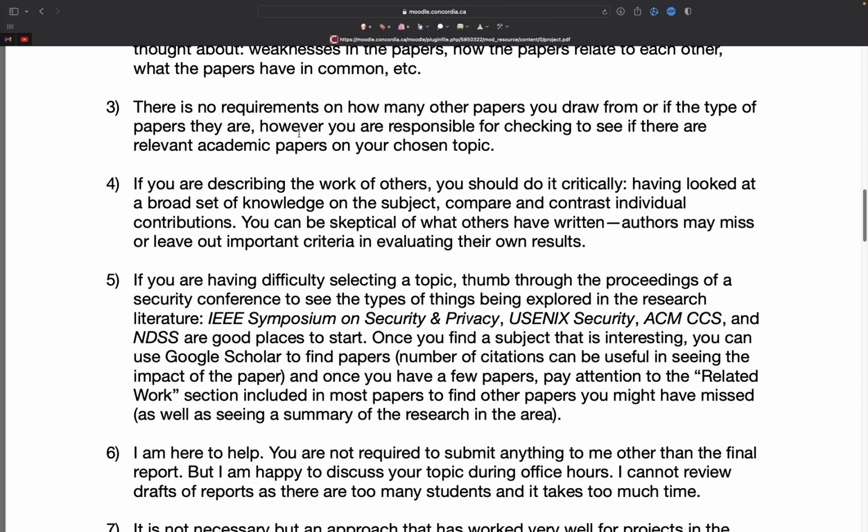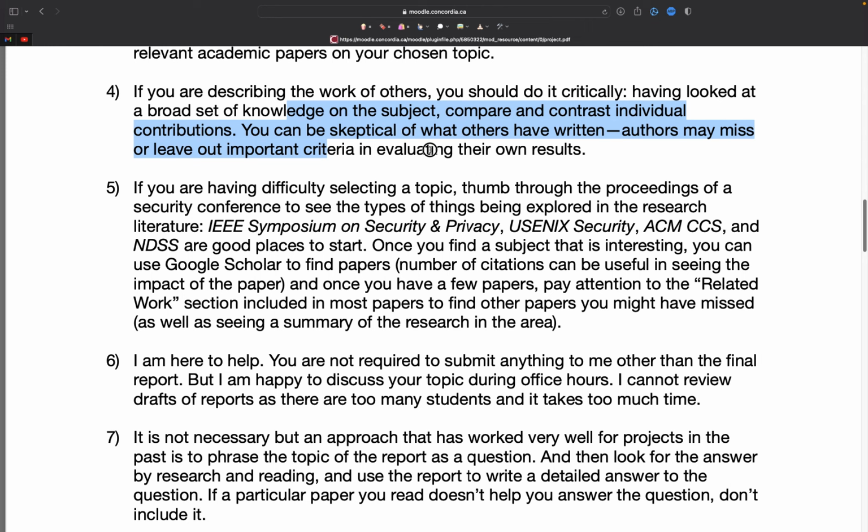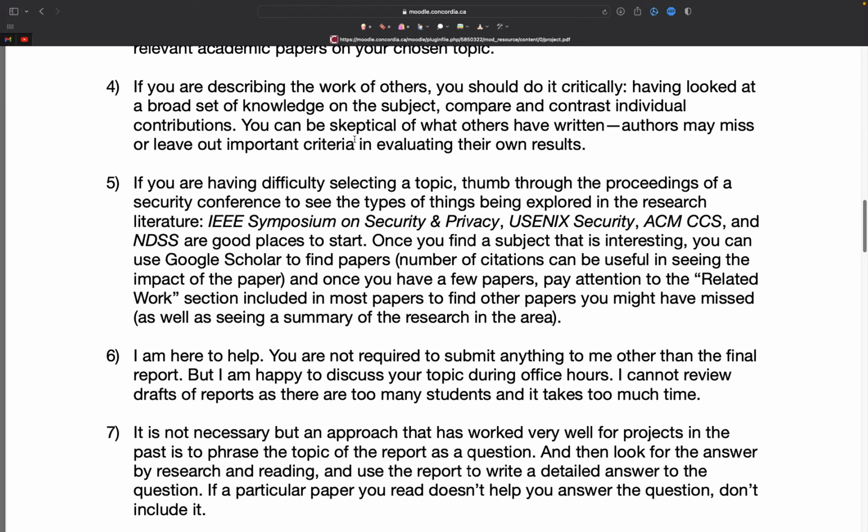So this I covered. You can be skeptical about what other people have written. Authors are kind of like salespersons, so they try and pitch you, right? They want to make it sound good, so they're going to give you all the high points, and they're going to minimize the low points. And so your job is to go in and be even-handed when you look at these papers and think about them.